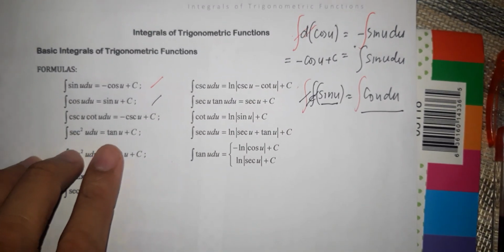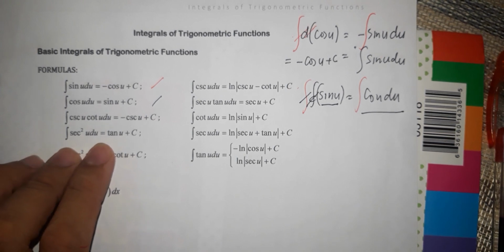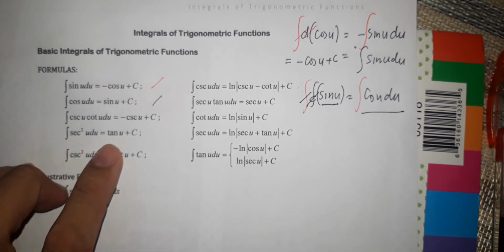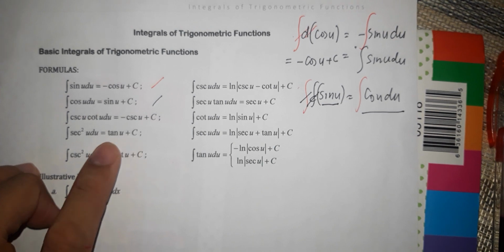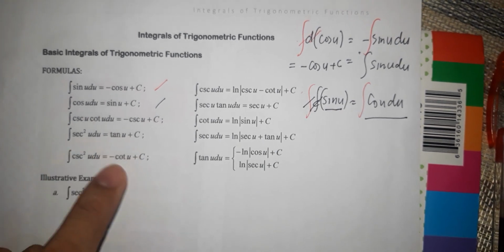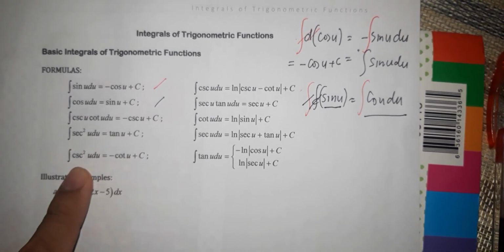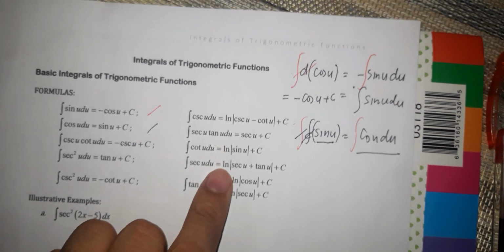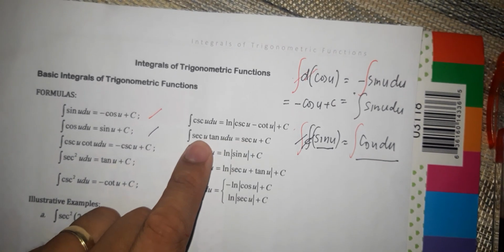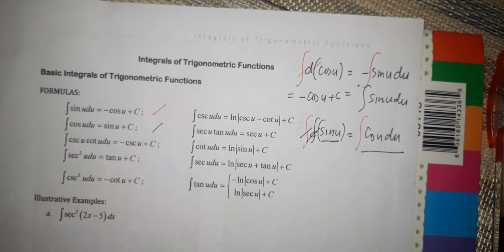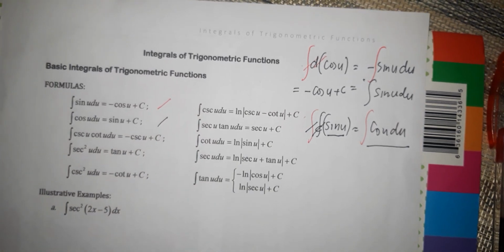Same is true with secant square u du, which is equal to tangent u plus c, kasi ang derivative ng tangent ay secant squared. Ang derivative ng cotangent ay negative cosecant squared. Ang derivative ng secant is secant u tangent u. Ganun lang ang pagkuha ng formula.